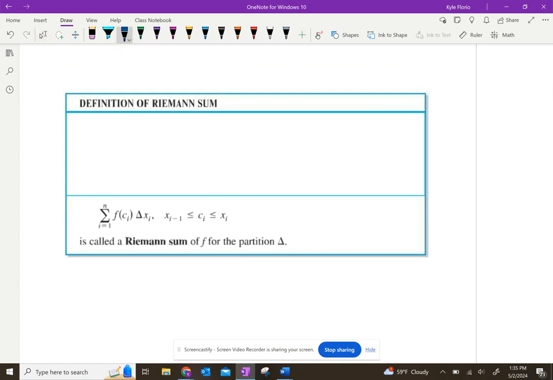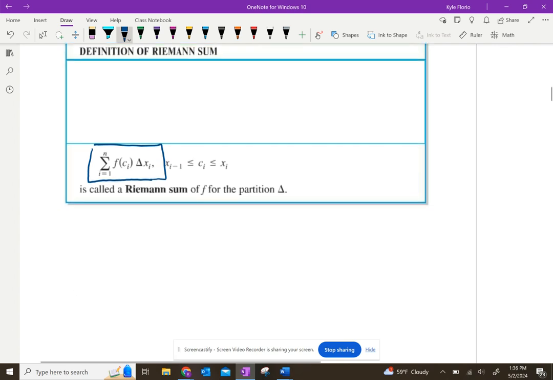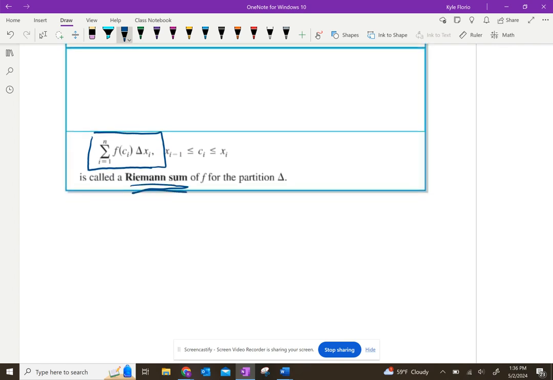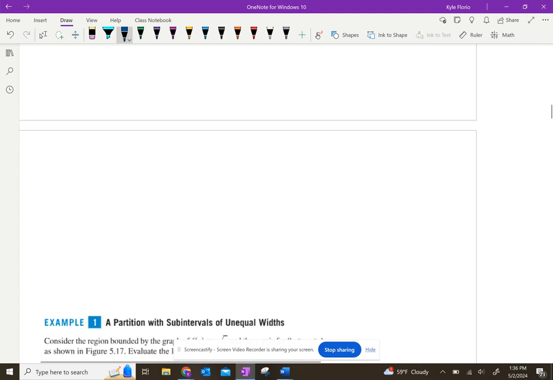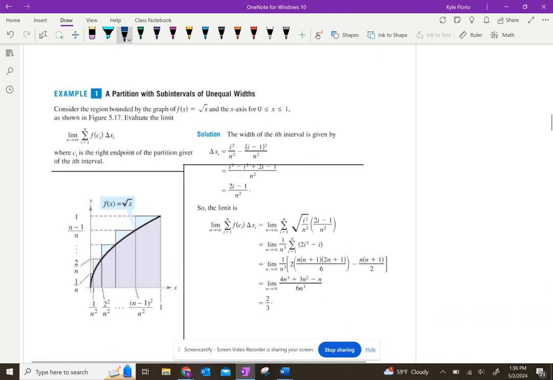Definition of a Riemann sum. A Riemann sum is when we have a sum of n rectangles where we take the height of each rectangle times the width of each rectangle. And this is just our formula for how we found area over an interval. You don't have to write this part yet, but that's what these types of sums are called: Riemann sums.